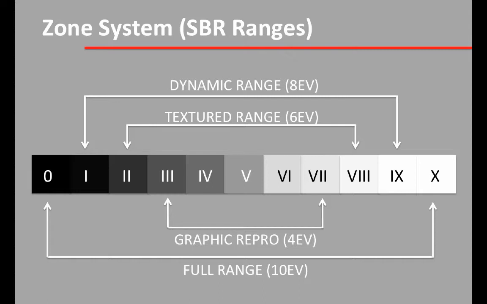So that's the textured range, which is 6 stops. Zone 2 is the first hint of detail in the shadow, and zone 8 is the first hint of detail in the highlight. Zone 3 and zone 7 is more the graphic reproduction range. So if you're shooting fashion work for magazine reproduction, you need to make sure it's within that sort of range. It's just a way of conceptualizing what different types of tonal ranges can mean. Dynamic range, 8 stops difference. Textured range, we're getting a lot of detail in shadow and highlight, that's a 6-stop range. And a full range is 10 stops.